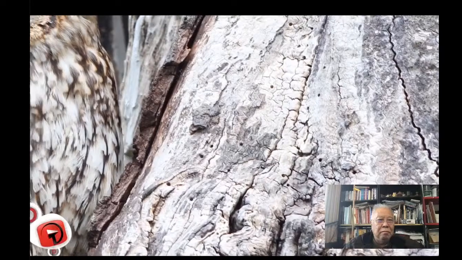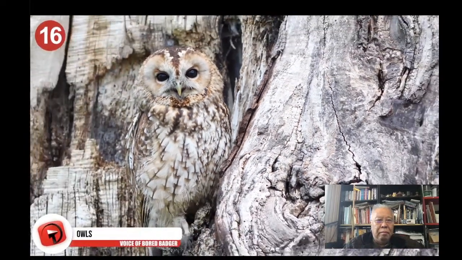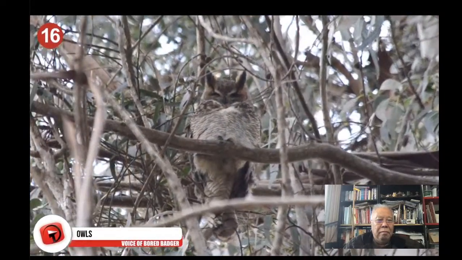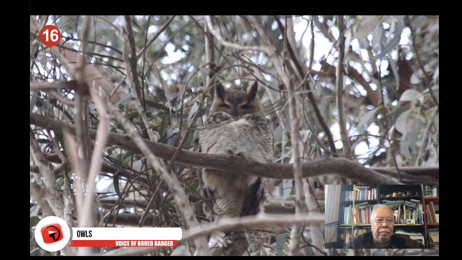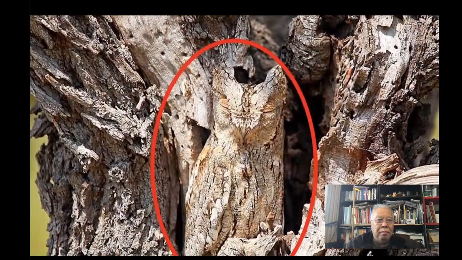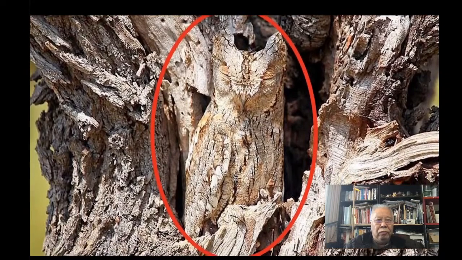Number 16, owls. Owls are nocturnal animals, meaning that they are active at night and asleep during the day. Since many other animals are actively hunting during the day, the owl needs a way to defend itself against its daytime predators. This is where its camouflage technique comes in. Many owls, like the one shown in this image, rest in trees during the day, so it's most beneficial for them to be able to blend in with the trees they call home.